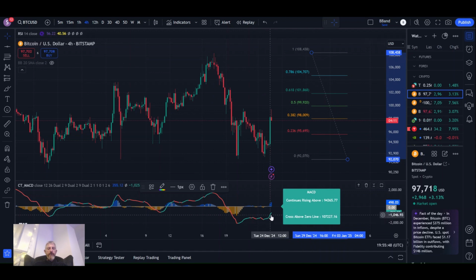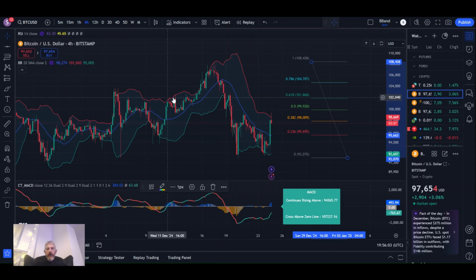You can see the momentum is still to the downside, but it is indeed pointed up and green, and it will remain green for a while, as long as Bitcoin is closing 4 hours above 94 and change. To give that some context, 94 and change is below the midpoint of the Bollinger Band at the moment. So I think the midpoint of the Bollinger Band is where I'd like to see Bitcoin remain above, which is just around 95.5.